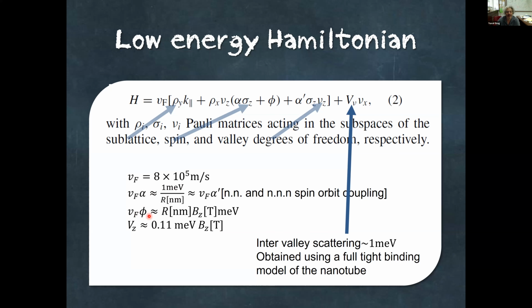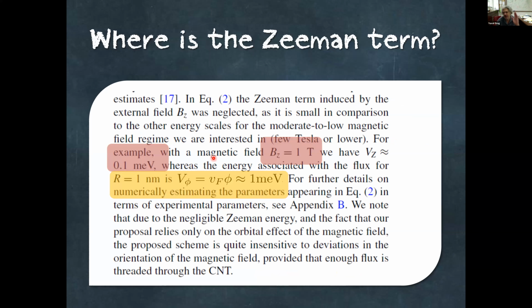And this is the scale in which we shift these Dirac cones from the Dirac point as a function of the magnetic field. And for the Zeeman field, you see for 1 nanometer it will be much larger than VZ. So this is where the Zeeman term is gone. In the simulation we include them, but it's not really important. The important thing is the orbital field.